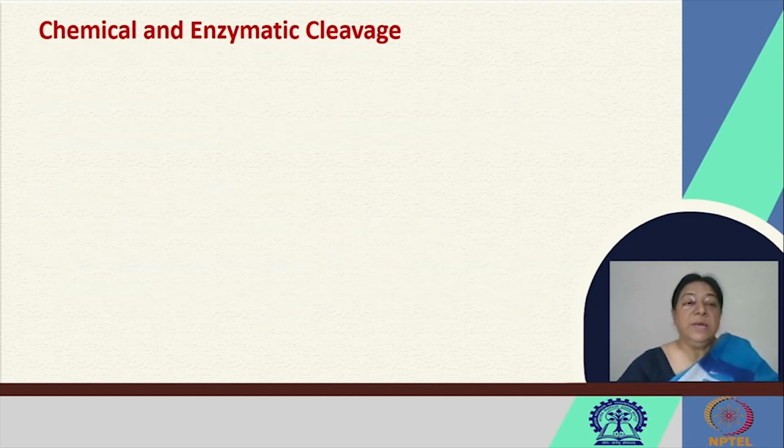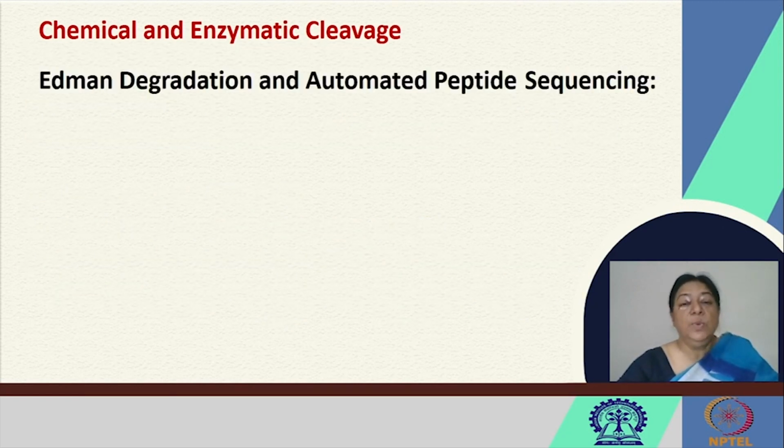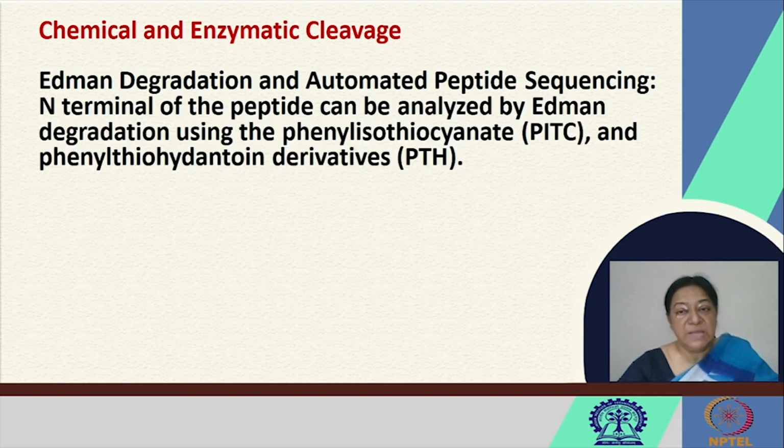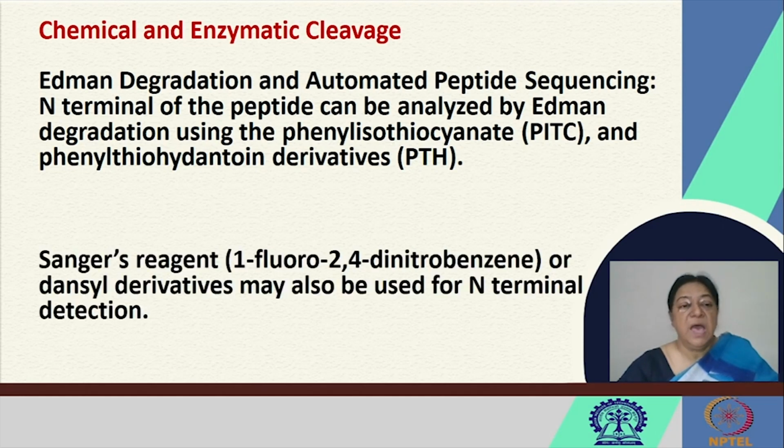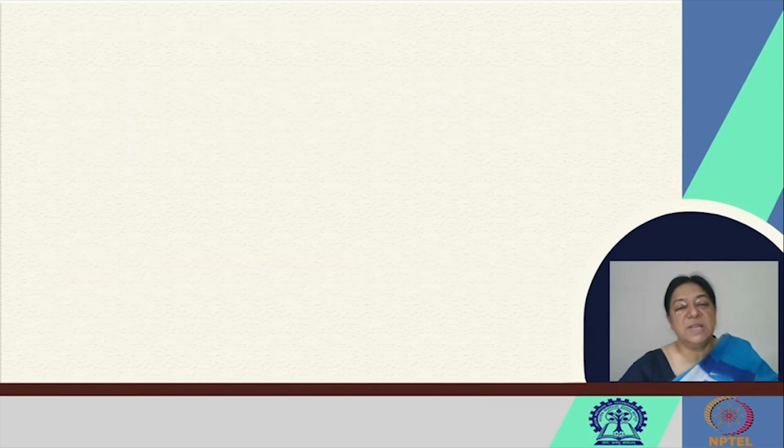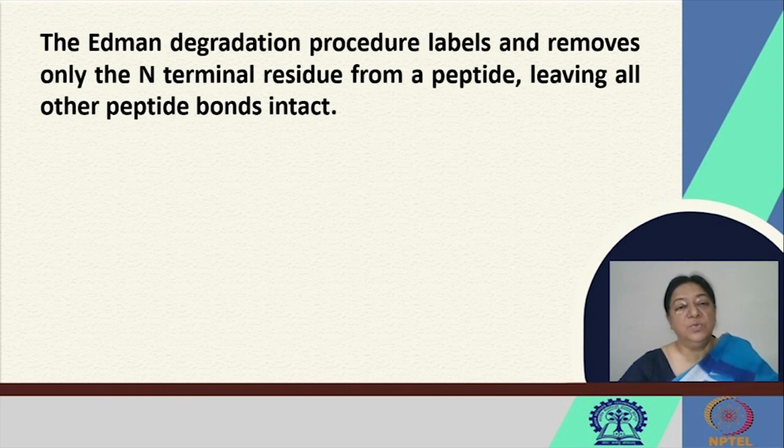So if we look at chemical and enzymatic cleavage, we can look at Edman degradation in automated peptide sequencing. In this case, the N-terminal of the peptide can be analyzed by Edman degradation using what is called PITC and PTH derivatives. And we have Sanger's reagent also, that is 1-fluoro-2,4-dinitrobenzene, or dansyl or dabsyl derivatives that also can be used for N-terminal detection. Without going into much detail of this, we will just have a brief overview of how these work.